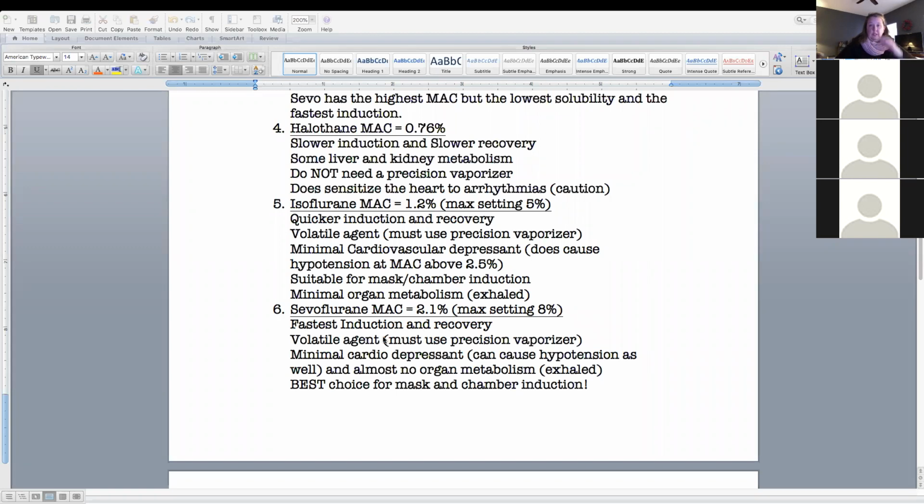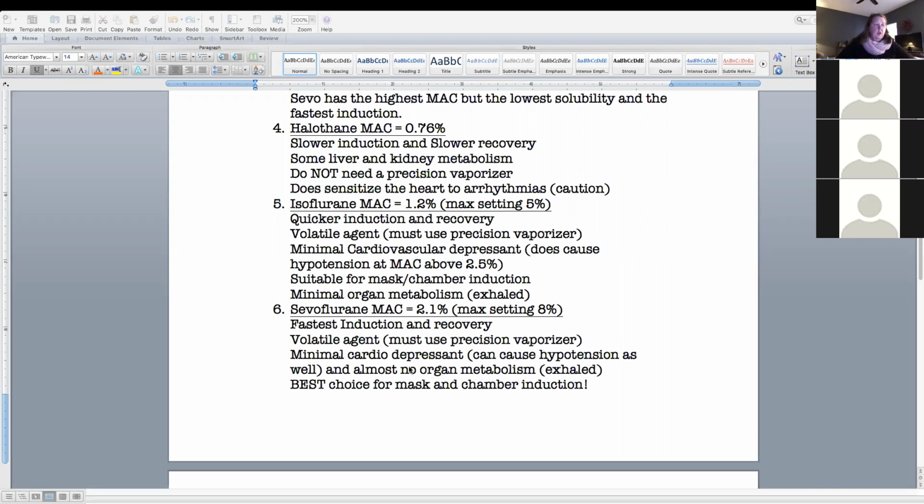It is volatile. It definitely needs a precision vaporizer, has a very high vapor pressure, minimal cardiovascular depressant, but I will tell you, it will still cause hypotension. When you get higher than like 4% sevo, you're going to start getting into some really bigger side effects. Just like I said, when you're above 2.5 on iso, when you're above like 3.5, 4 on sevo, you're going to see more hypotension, more respiratory depression. It's very dose dependent.